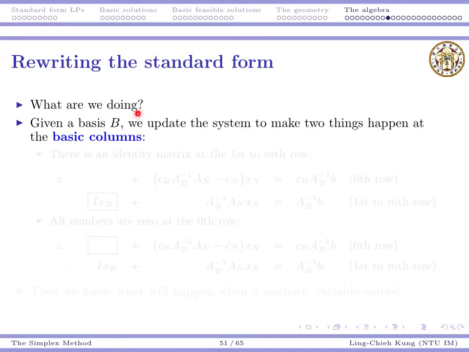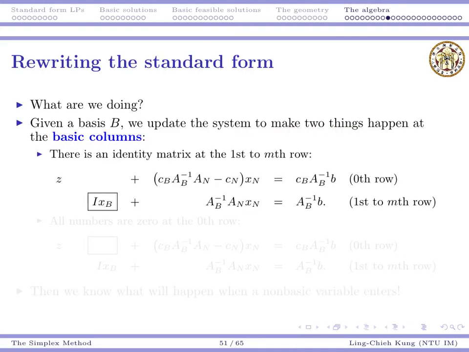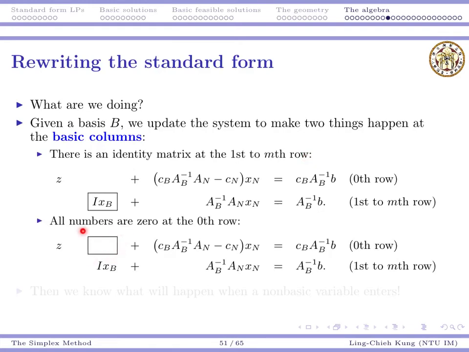We need to do the following things. Given a basis, we need to update the new basis. We need to update the system to fit the basis. And there are two things we need to do on the basic columns. We need to make the constraint parts an identity matrix at the first to the nth row. Okay, at the constraint, we need to have this. And for the objective row, there should be nothing related to the basic columns.